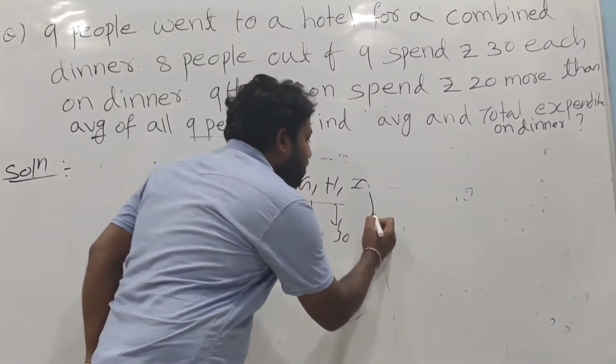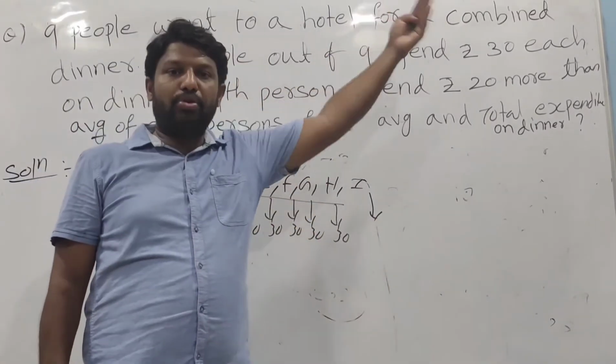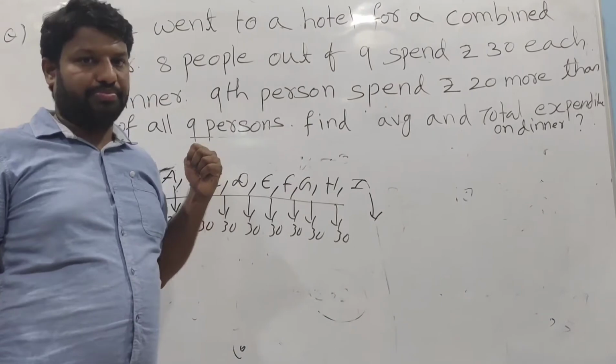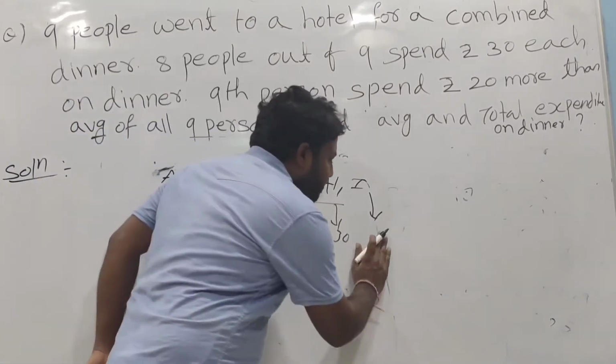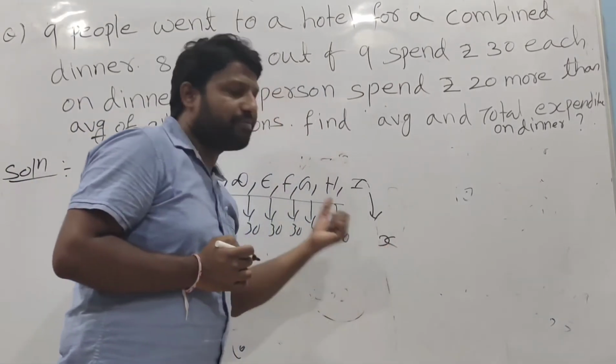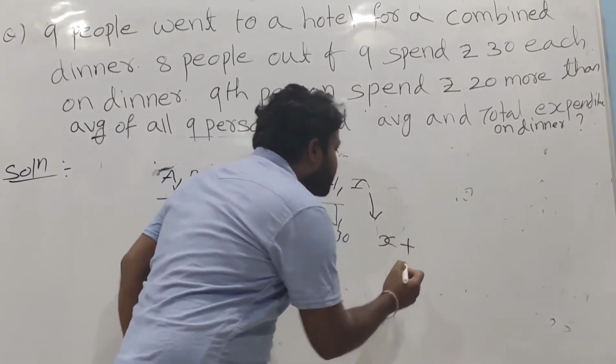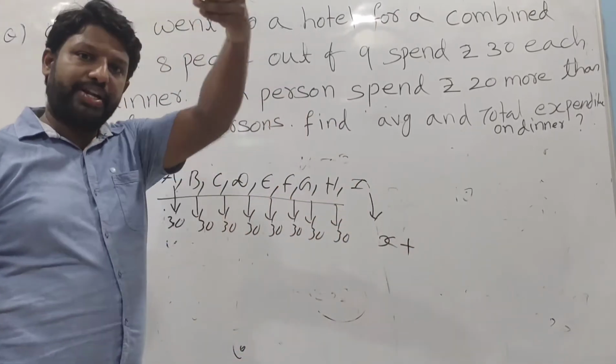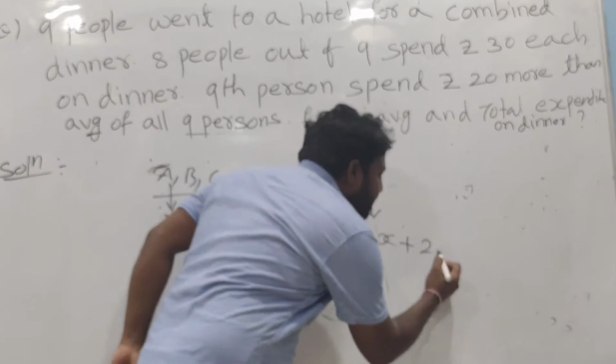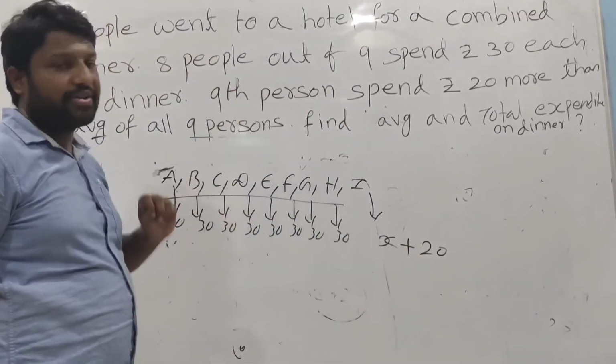And this 9th person, how much did he contribute? 20 more than the average of all 9 people. So suppose the average is some value, I am taking the average as X. And how much did this 9th person contribute? 20 more than the average of 9 people.